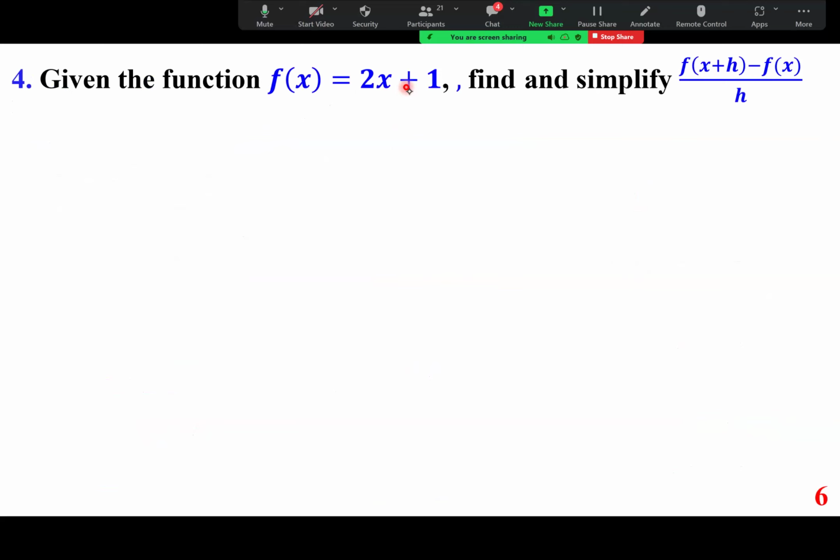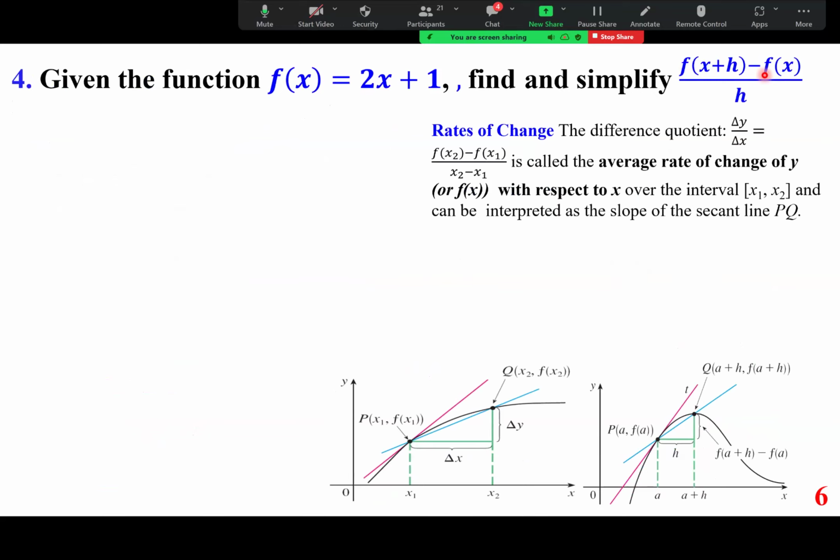f of x is 2x plus 1. Find and simplify f of x plus h minus f of x, over h, which is known as the difference quotient. And reminding you, when we have a curve and we connect 2 points, it creates a secant line. Rates of change: the difference quotient, delta y over delta x, equals f of x sub 2 minus f of x sub 1, over x sub 2 minus x sub 1. This is called the average rate of change of y, or f of x, with respect to x over the interval x sub 1 to x sub 2, and can be interpreted as the slope of a secant line.